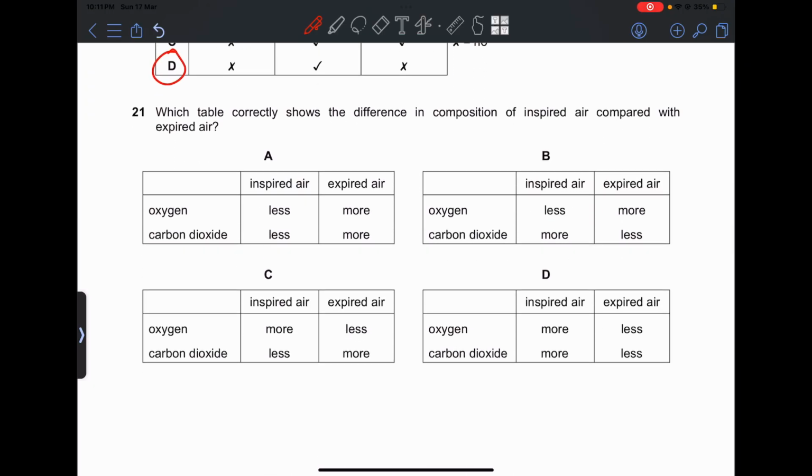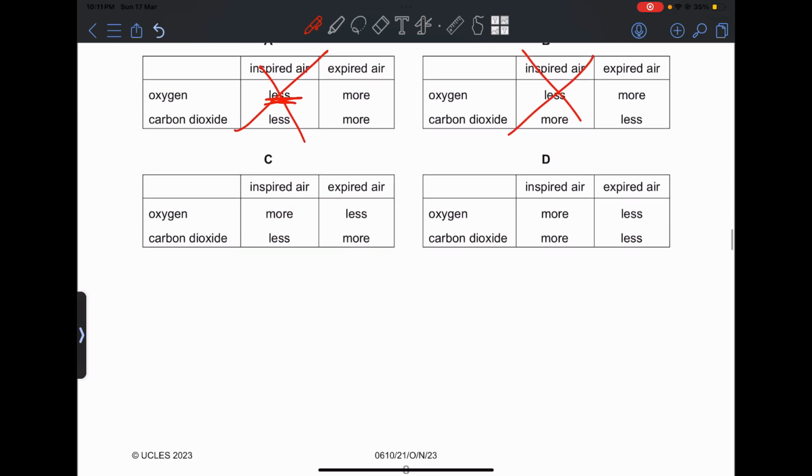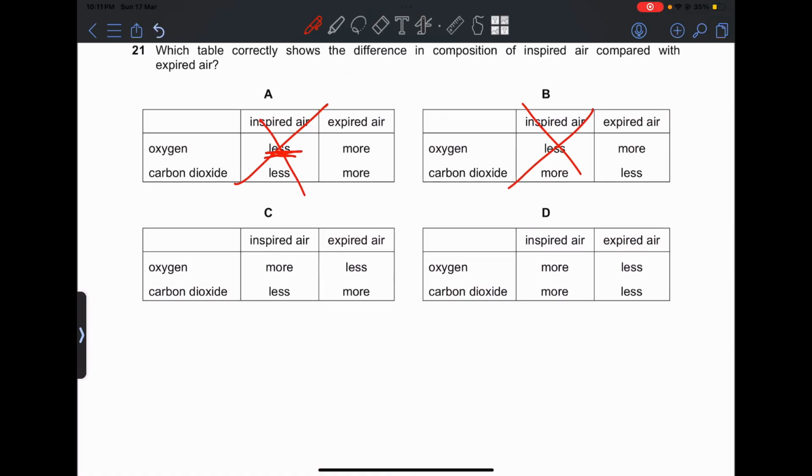21. Which table correctly shows the difference in composition of inspired air compared with expired air? So inspired air, as we all know, will always have more oxygen. So A and B are wrong, because it says that there will be less oxygen in inspired air. And over here we'll be choosing from C and D. So inspired air has more oxygen and it has less carbon dioxide. This is correct. This one is wrong, because carbon dioxide is not more in inspired air, it is actually less. So our answer is going to be C.